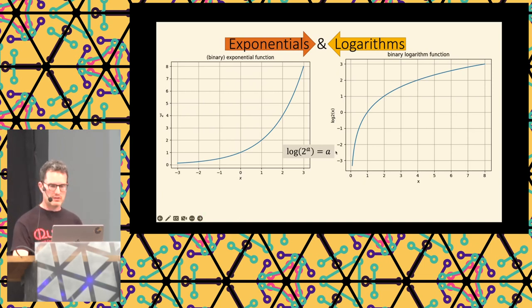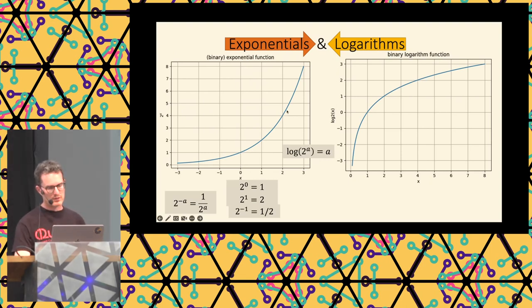So the log is the inverse of the exponential function. And here are some noticeable numbers. 2 to the 0, anything to the 0 is 1. 2 to 1 is 2. So if you notice 3 points, 0, 2, and also 2 to the minus 1 is a half, then you can basically write this function. You could also draw it yourself.